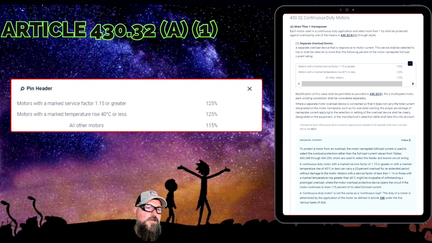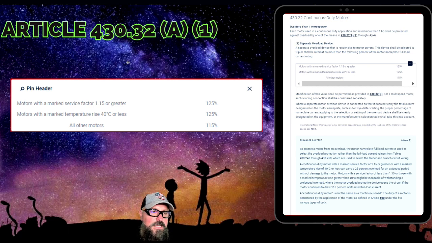So go to Article 430.32(A)(1). And what you're going to see here, go ahead and look at one: a separate overload device that is responsive to motor current. This device shall be selected to trip or shall be rated at no more than the following percentage of the motor nameplate full load current value rating. So again, if you have access to the nameplate, use that. But if not, let's go into this.